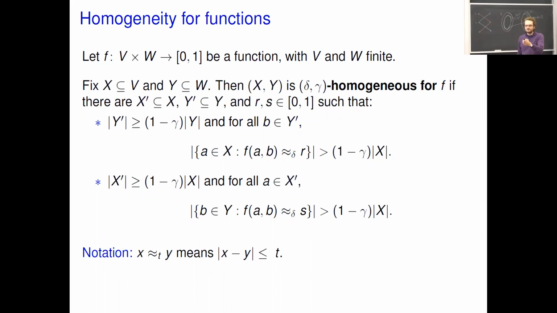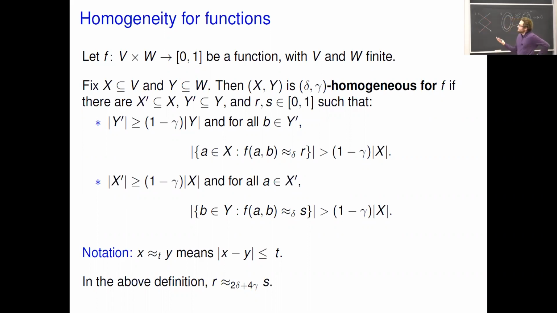And so Sergey made the observation that, up to controlling these parameters, R and S should be close together. And you can indeed check that in the above definition. R and S have to be within, say, 2 delta plus 4 gamma. Okay. So that is just a calculation.